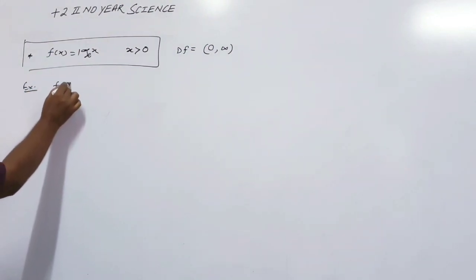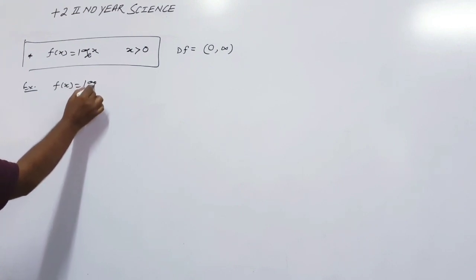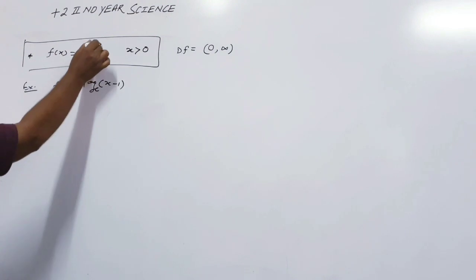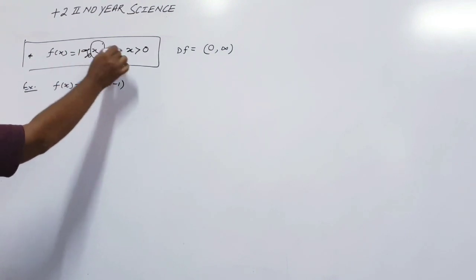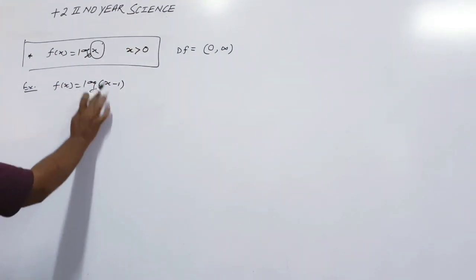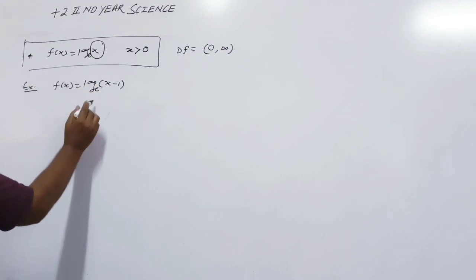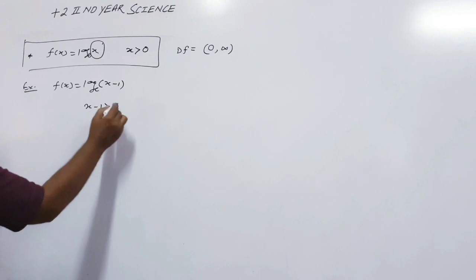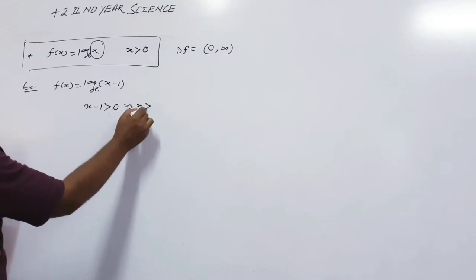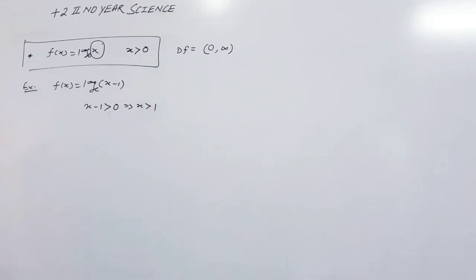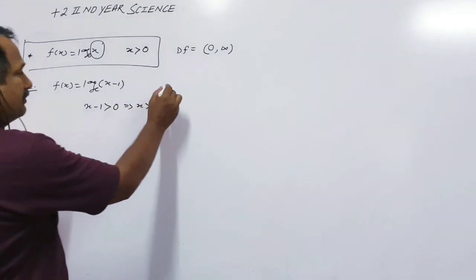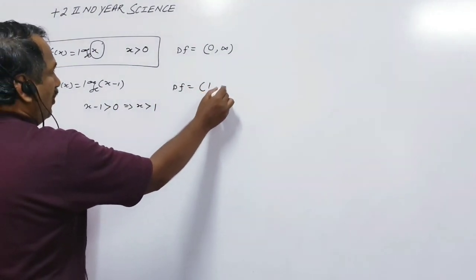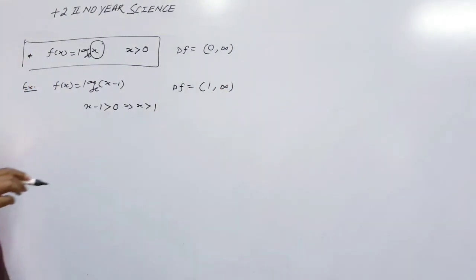Now for example, suppose f(x) = log base e of (x − 1). What is the logic? This must be greater than 0. Now compare this with the previous one. Here x − 1 > 0, so x > 1. That means the domain of the function is (1, ∞).